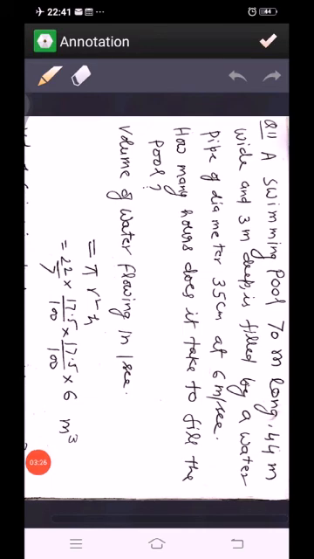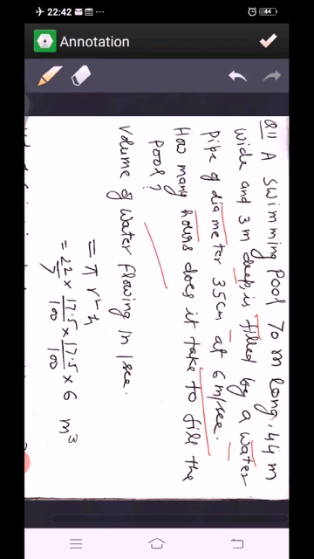Let us take question number 11. A swimming pool 70 meter long, 44 meter wide and 3 meter deep is filled by a water issuing pipe of diameter 35 centimeter at 6 meter per second. How many hours does it take to fill the pool?